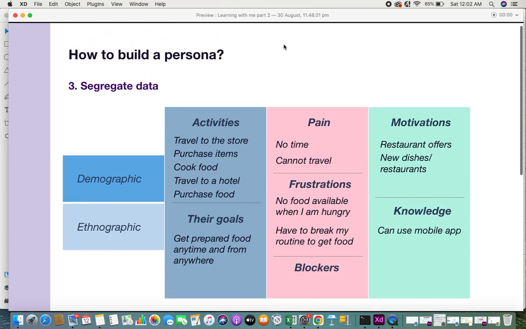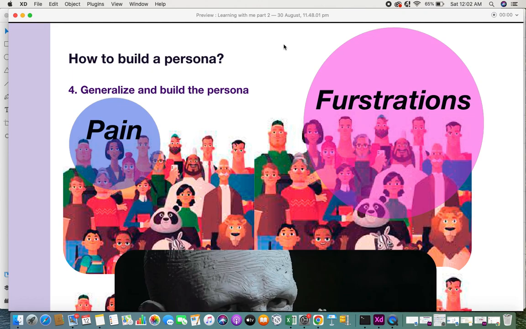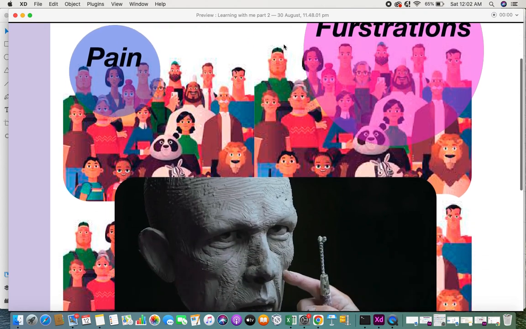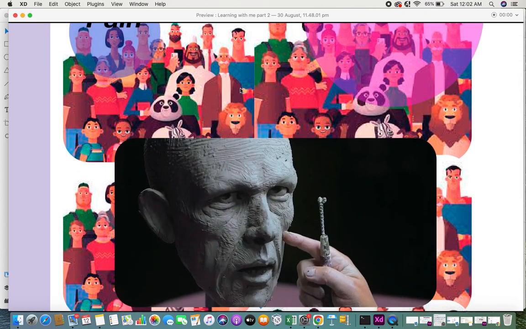And with this set of information, the fourth step that you need to do is generalize and build your persona. Now when you build a persona, you cannot build a persona representing every single person. You need to build a persona that represents a whole category, a whole segment of users.